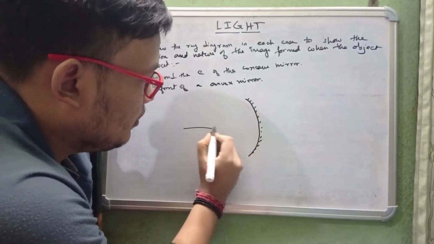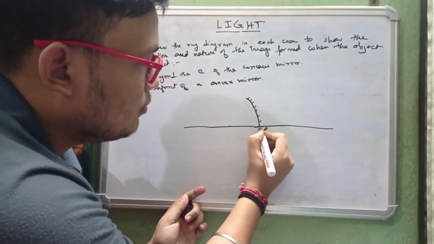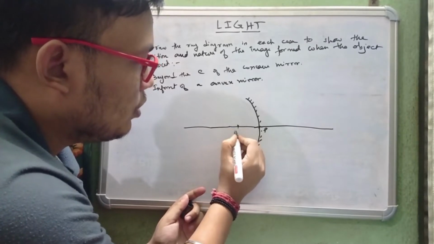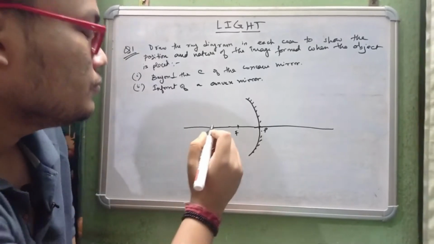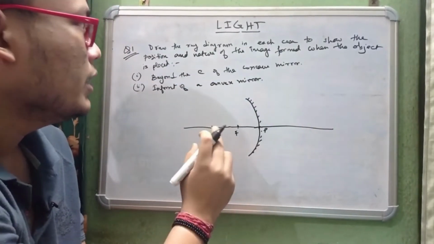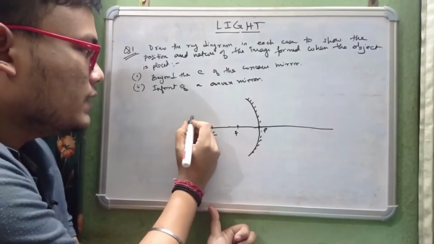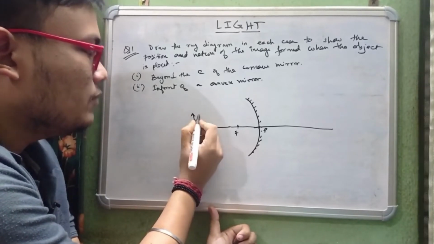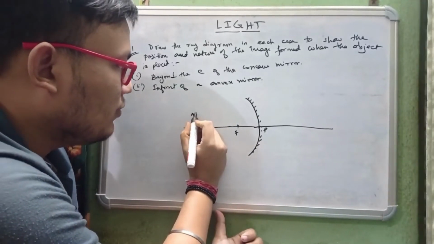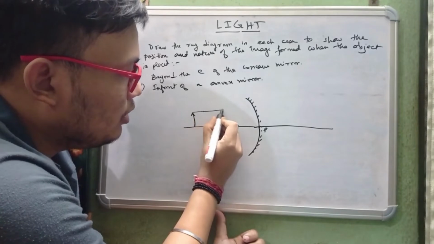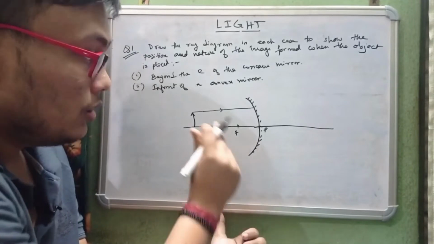okay, so this will be the principal axis, this is the pole, this is the focus, and this is the center of curvature, right? So it is said the object is placed beyond the center of curvature of the concave mirror. So let's say the object is placed somewhere over here, it's beyond the center of curvature. So the first incident ray, as we discussed in our videos, will travel parallel to the principal axis.